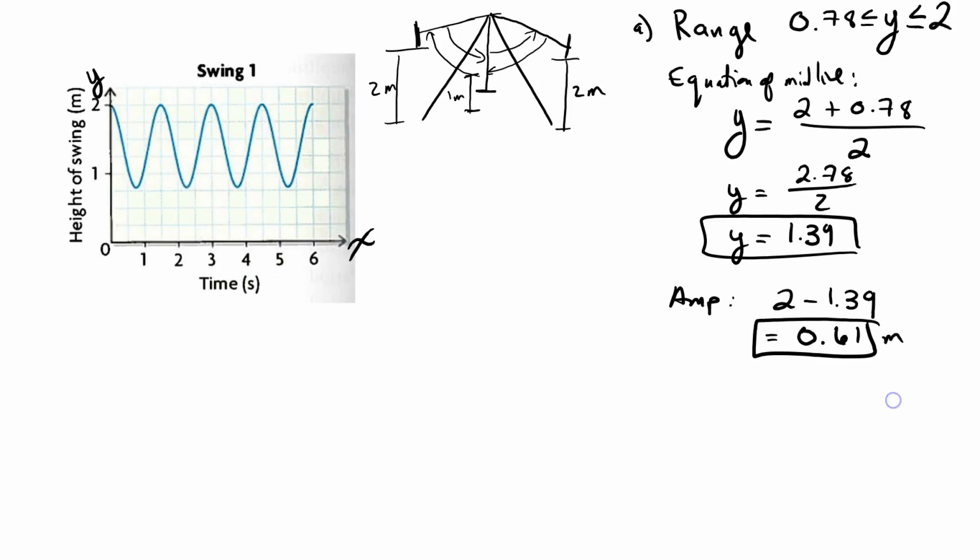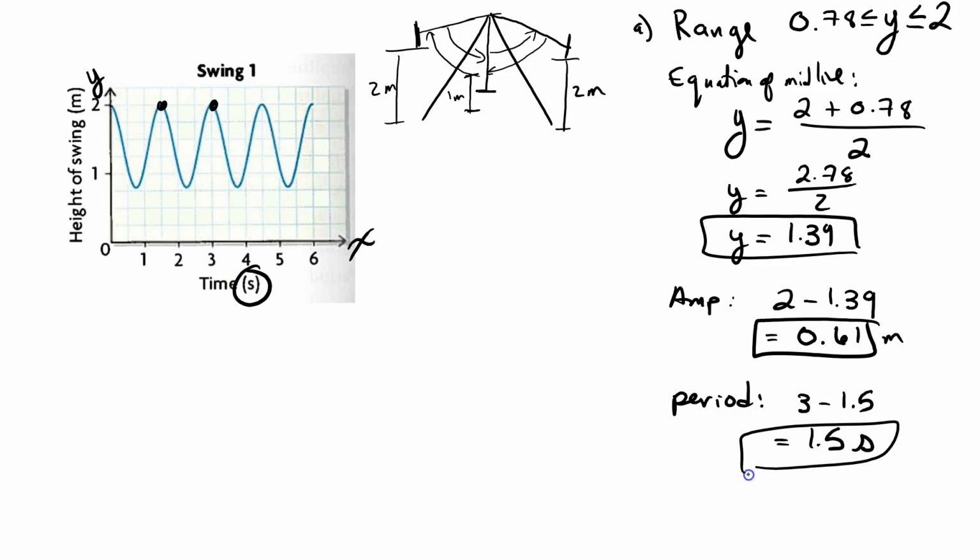Last but not least, let's talk about the period. There's a maximum at 1.5, and then there's another maximum at 3. So to find the period, we're going to say 3.0, or just 3, minus the x value of the previous maximum, so 1.5. So the period is 1.5 seconds, because that's what our x-axis is measured in.